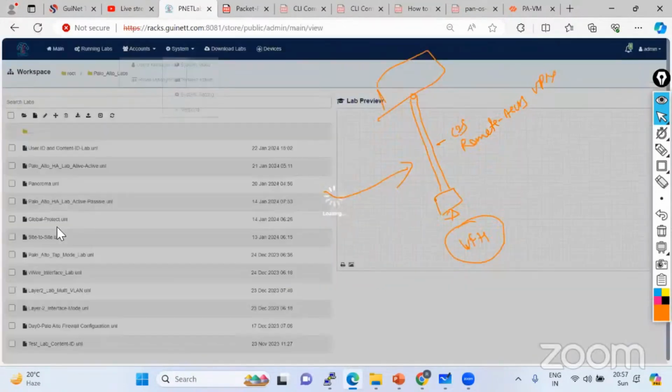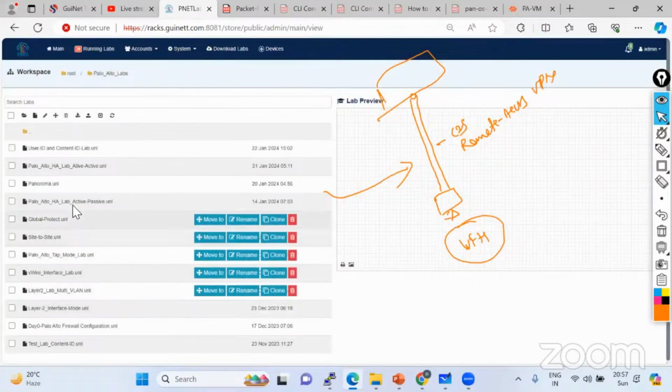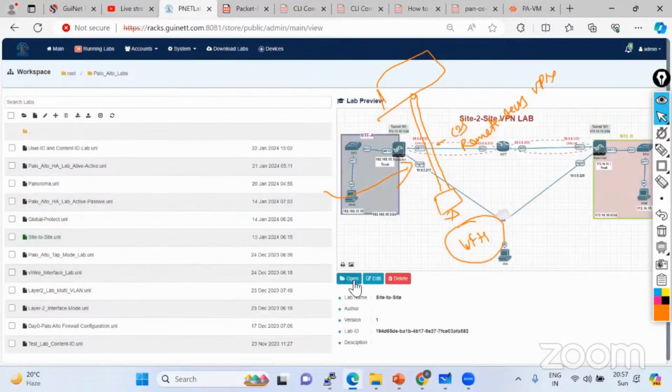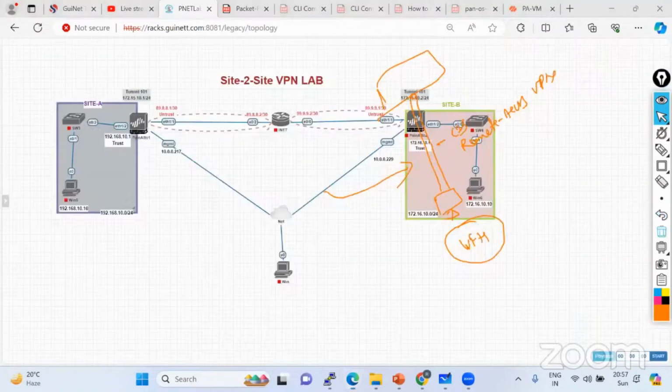Similarly, there is another use case. There are two sites available, two different remote branches, and you want to build the secure session between these two locations.